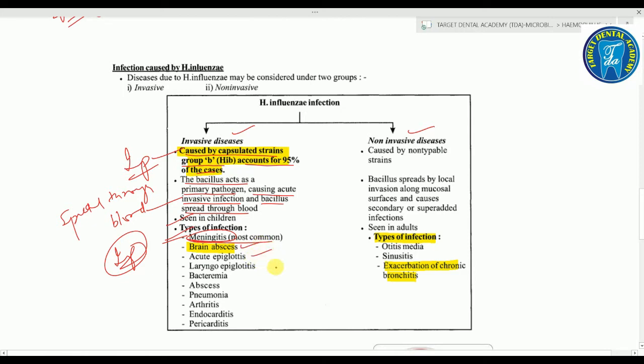Brain abscess, acute epiglottitis, laryngoepiglottitis, bacteremia, abscess, pneumonia, arthritis, endocarditis and pericarditis. So these all are the invasive diseases. Coming on to the non-invasive diseases, these are caused by the non-capsulated strain. The bacillus spreads by local invasion along the mucosal surfaces and causes secondary and suprahepatic infection. The invasive diseases are typically seen in children, while the non-invasive diseases are seen in adults. The types of infections are otitis media and sinusitis.